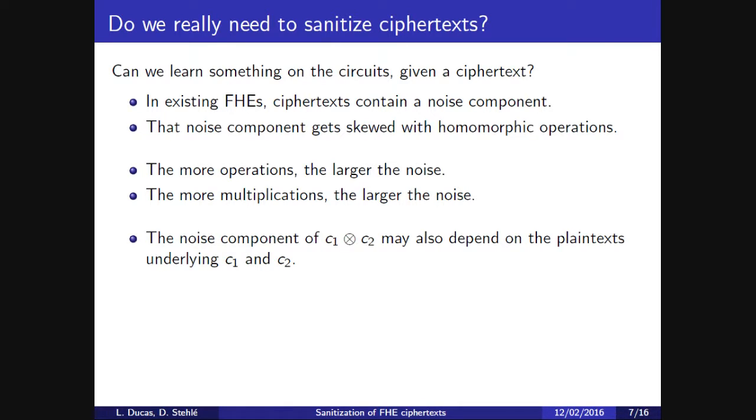And not only this, the noise component of the product of two ciphertexts might actually depend on the underlying plaintext. So the noise at the end of the computation does not only depend on the shape of the circuit, but might depend on intermediate values in the circuit. So there is potential for leaking information there. It might be easy to construct a simple example where some information leaks.